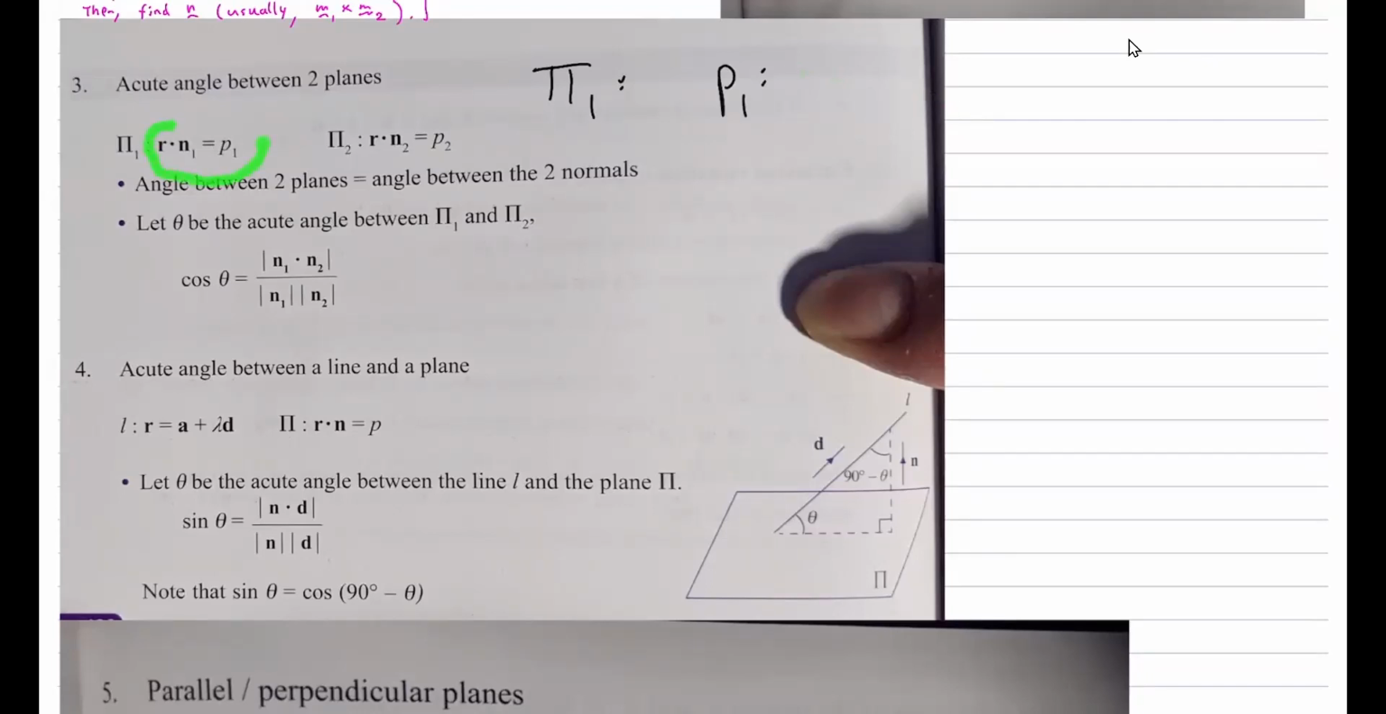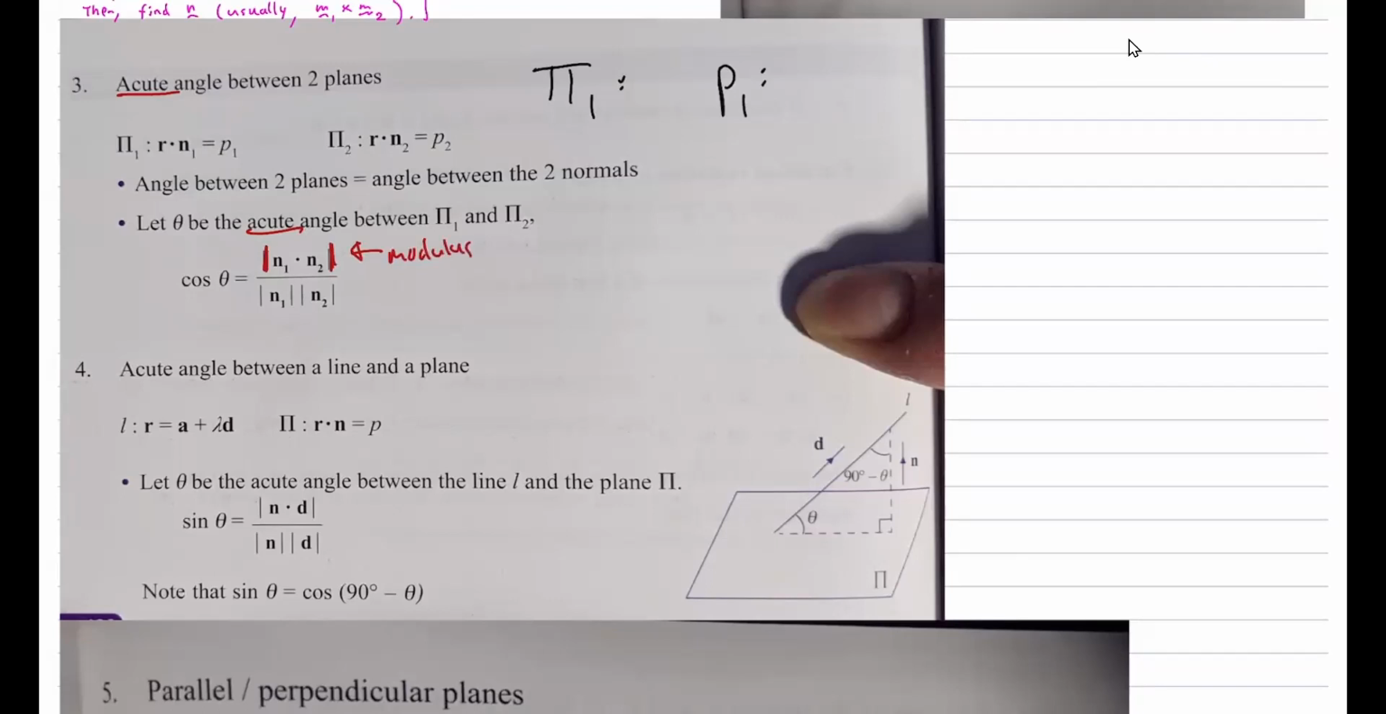Okay, so first one is r dot n1 equal to p1, r dot n2 equal to p2. So two different planes. Then you want to find the angle between two planes, you need to realize that it's actually just the angle between the two normals of the plane. Then all you need to do, how to find angle between two vectors? Normal is just a vector, right? Just use the formula again, cosine theta, dot product. And you put modulus when you want to find acute angle.